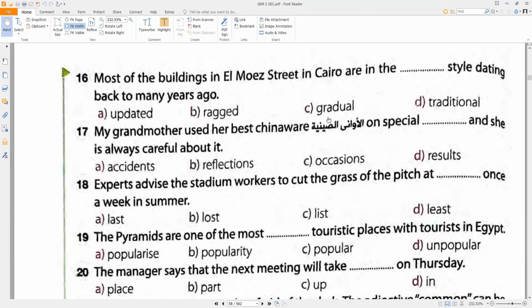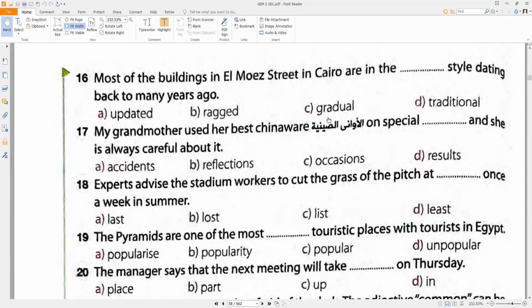I like this part of Cairo. I hope to go there again. I think each stone in it tells you a part of Cairo's history.